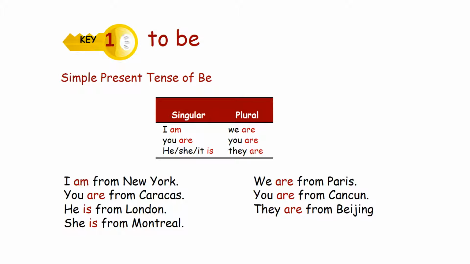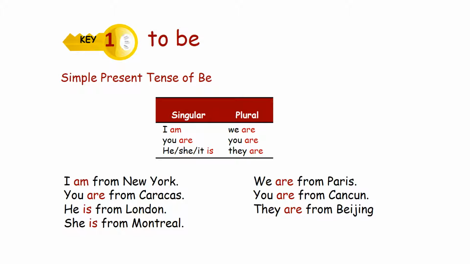In the simple present tense of be, there are 3 forms: am, is, and are. They're put together with the subject pronouns I, you, he, she, it, we, and they. Now let's go over some examples using the simple present tense of be. I am from New York. Yelitza, you are from Caracas.